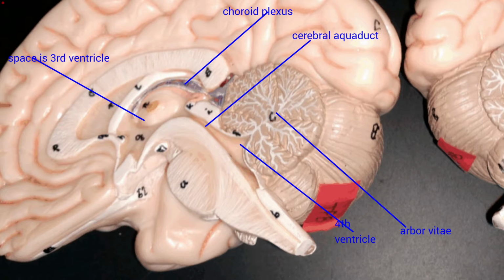So this space is my third ventricle. This space is the cerebral aqueduct. This space is my fourth ventricle.